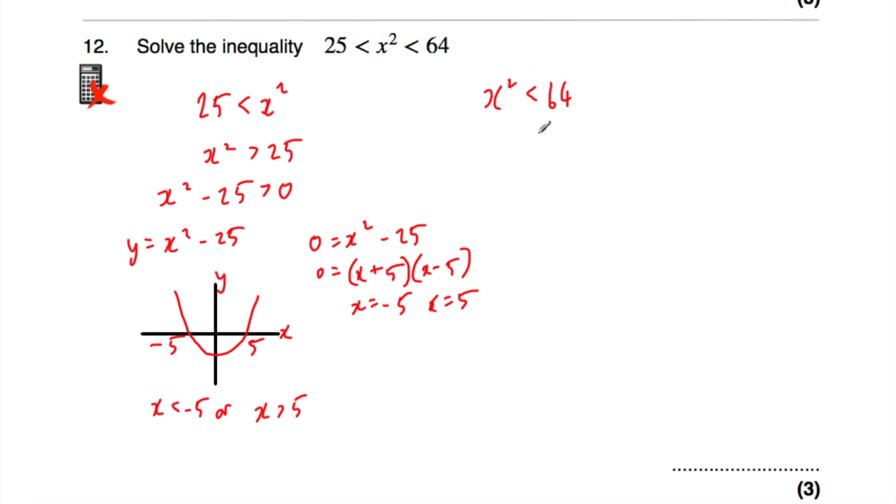We've got x squared is less than 64. So again, let's take away 64 from both sides. We're going to get x squared minus 64 is less than 0. And then let's sketch the quadratic y equals x squared minus 64.